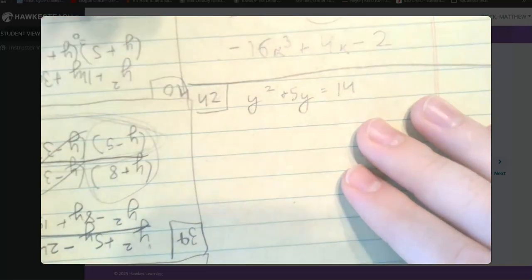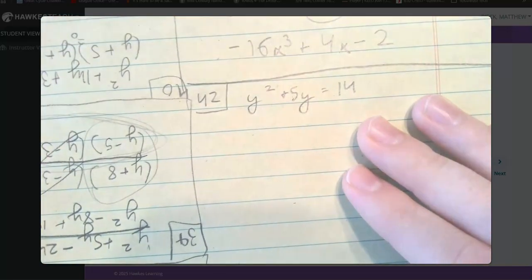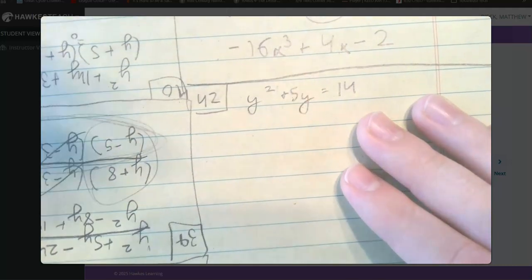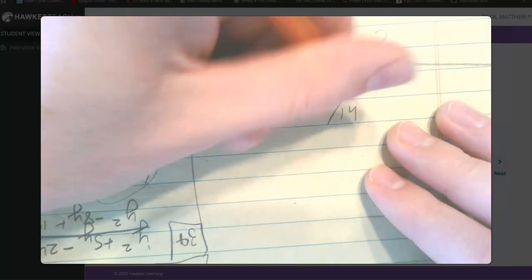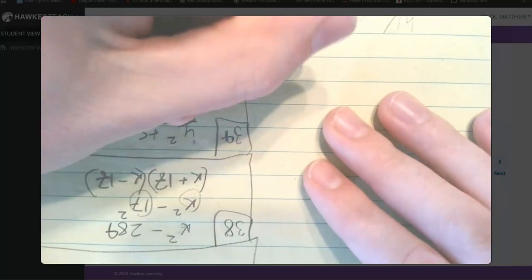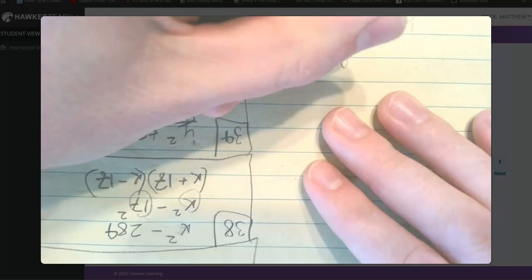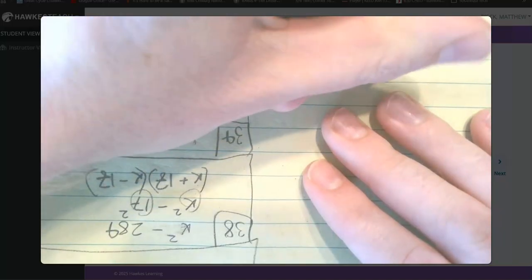So next it says solve this by factoring. In order to use the zero factor property, it needs to equal 0. So to start off, we're going to subtract the 14 from each side to get this in standard form. So we have y squared plus 5y minus 14 equals 0.